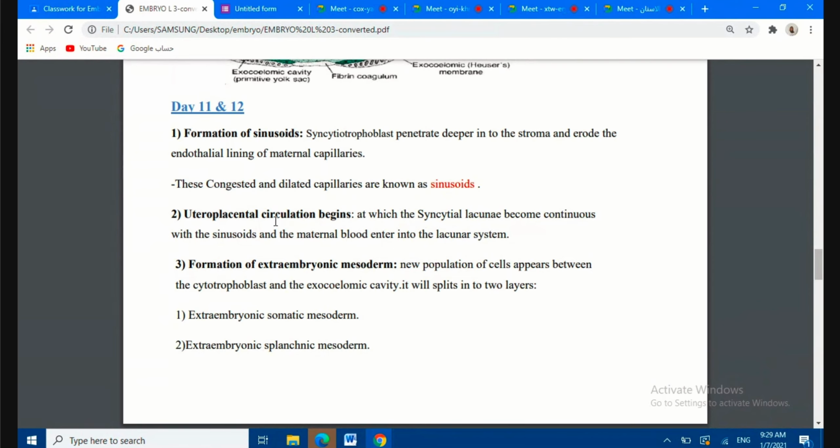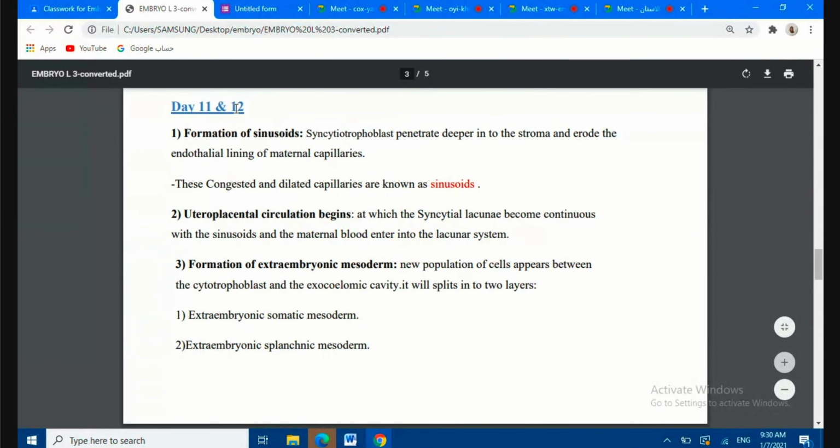Circulation, الدوران between الرحم والبلاسنتا المشيمة، راح يبدي بإيه وش وقت؟ ثاني أسبوع. أي يوم؟ Day 11 and 12. Okay, so at which the syncytial lacunae، شوفوا يقول لك syncytial lacunae becomes continuous with the sinusoids. إذا راح يصير عندنا connection between the lacunae and sinusoids, and the maternal blood enters into the lacunar system. شو راح يصير عندنا؟ هالوقت راح يصير عندنا uteroplacental circulation.